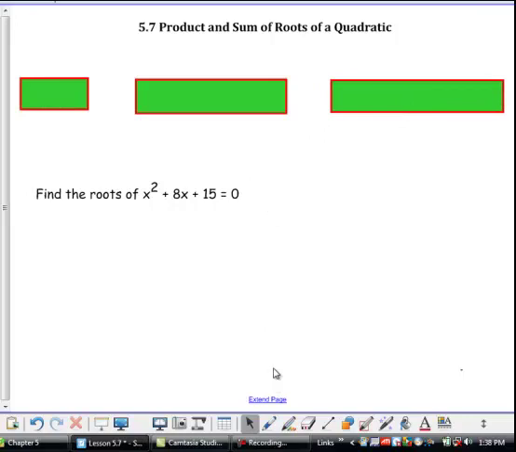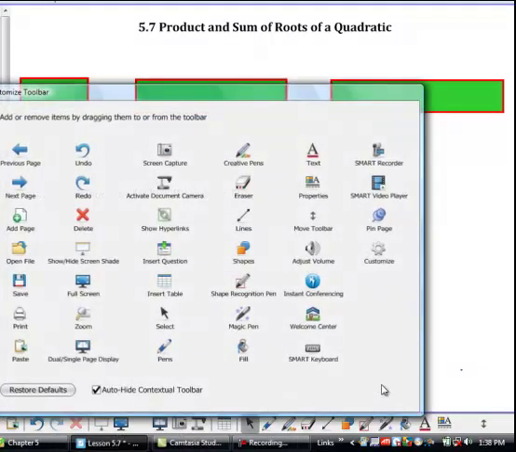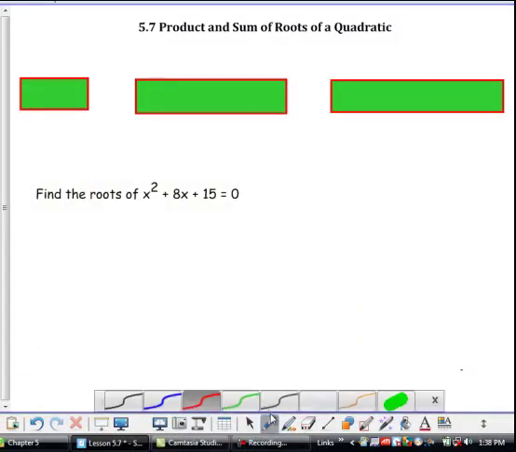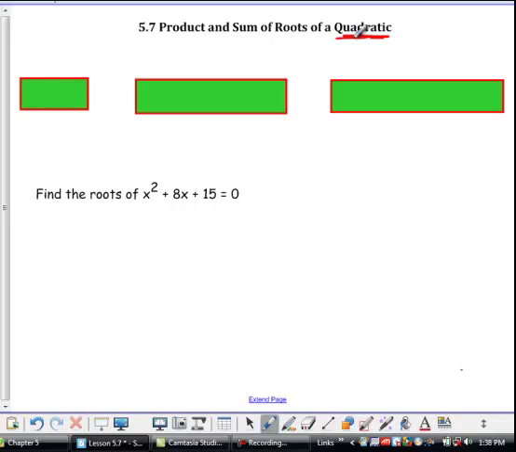All right, so we're doing the product and sum of roots of a quadratic. As you know, this whole chapter is about the quadratic, and for the most part, it's about the roots of a quadratic. Now we're looking at what happens when we add the roots together or multiply the roots together. Now, one or two of you may be going, well, we always do that anyway. All right, let's see if we can catch the rest of you up to that one smart person.